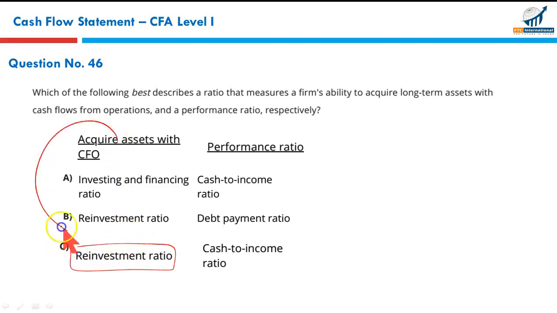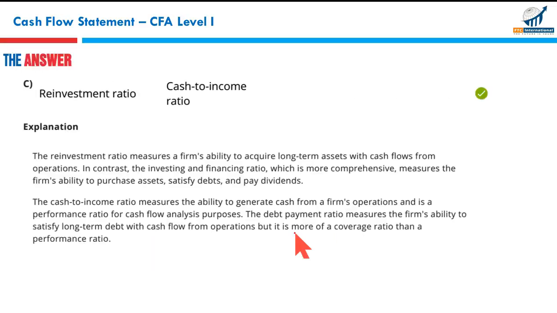This ratio helps us assess the company's ability to acquire assets from its operating cash flows. And this is the performance-related cash flows. Cash as a percentage of income. How much cash has been generated from income. So that makes C the correct option. C it is.